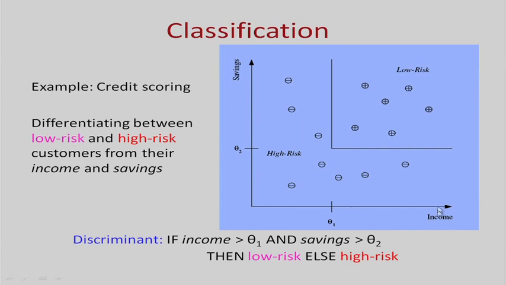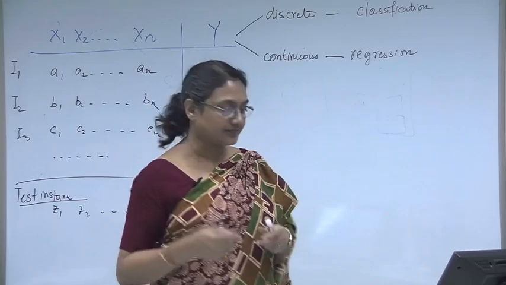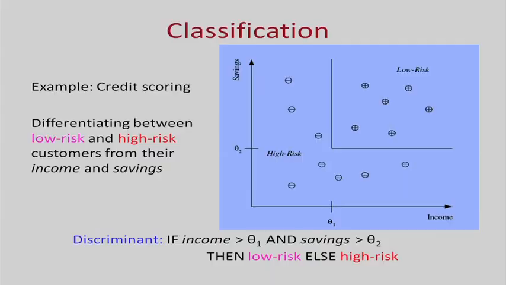And this is an example of a rule that you have found. If income is greater than theta 1 and savings is greater than theta 2, then the person is low risk, else the person is high risk. So, you have come up with the rule based on the data. In this case, you can visualize the data and come up with the rule.